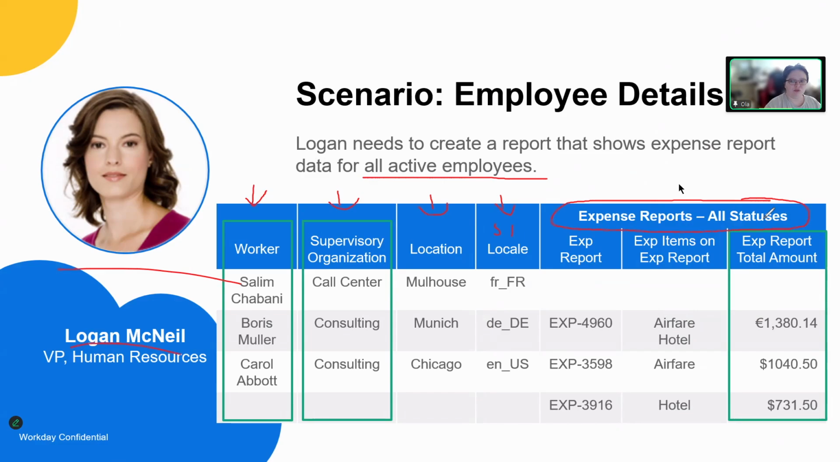Now we're going to output from our expense report all statuses. We're going to get the expense report. We're going to get the items on the expense report and the total amount of the items.